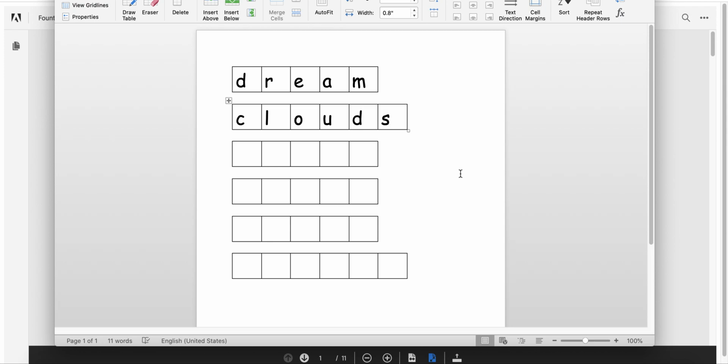clouds. There we go. So as you're writing, sometimes you need to stop and think, what is the sound? What combinations can make up that sound? And where is the sound in the word? A lot of things to think about when you're writing.